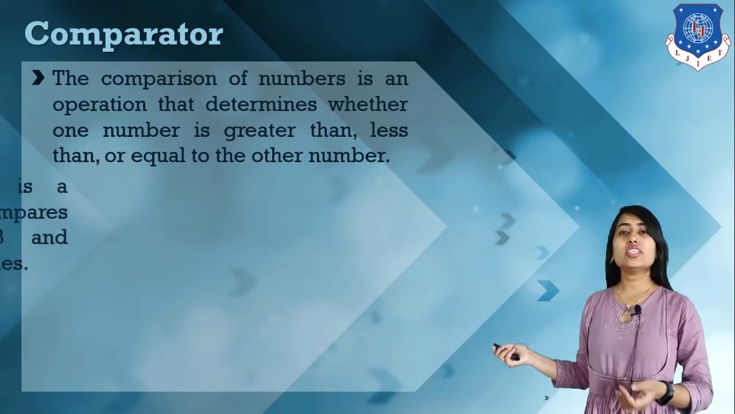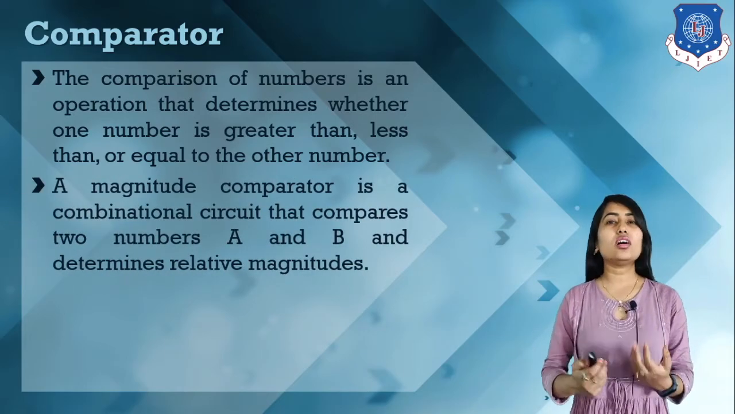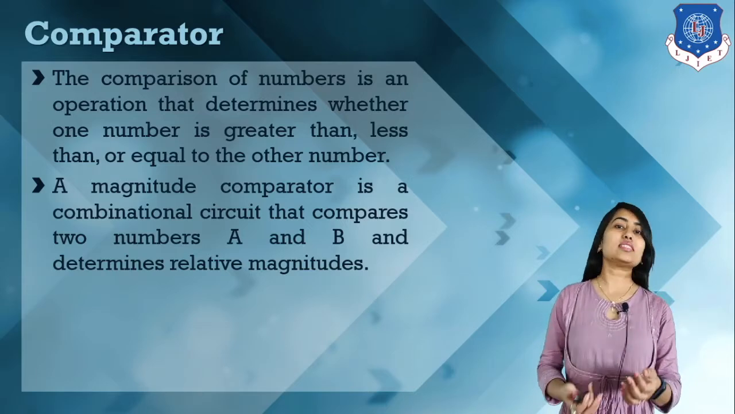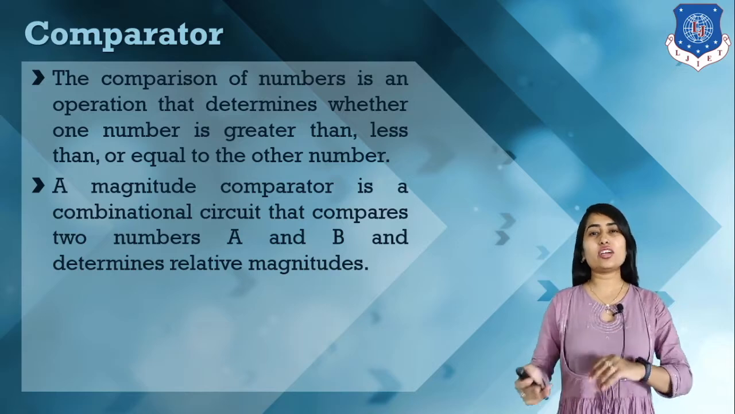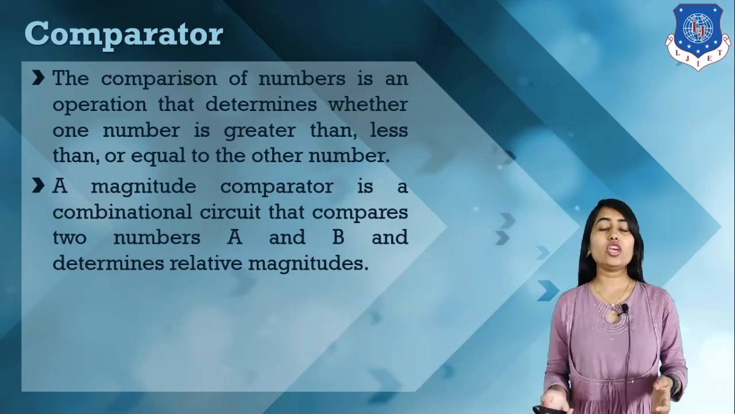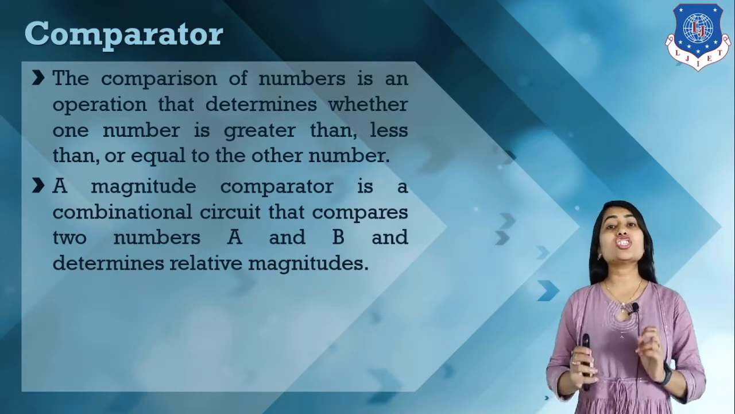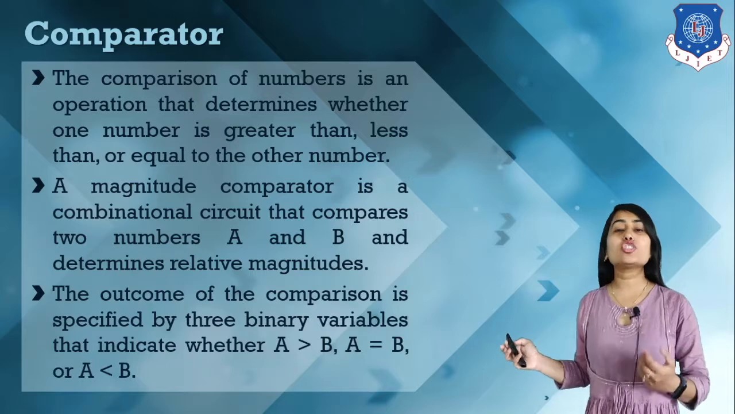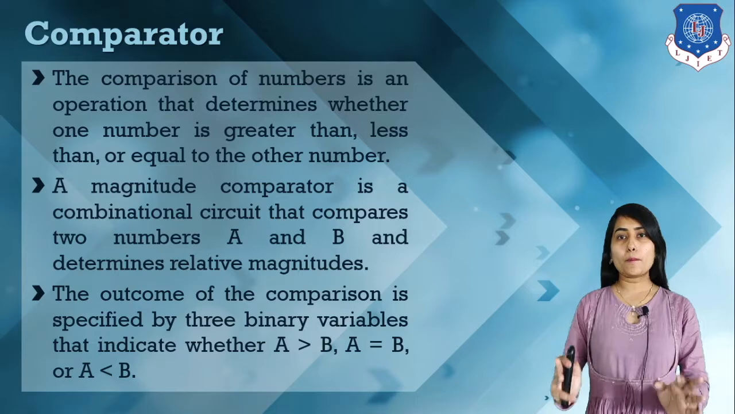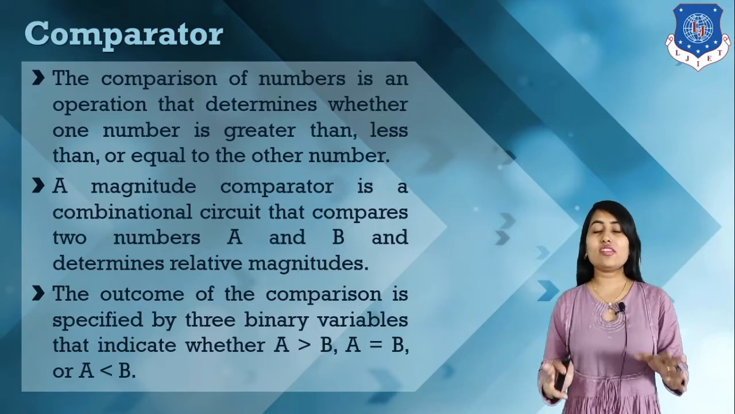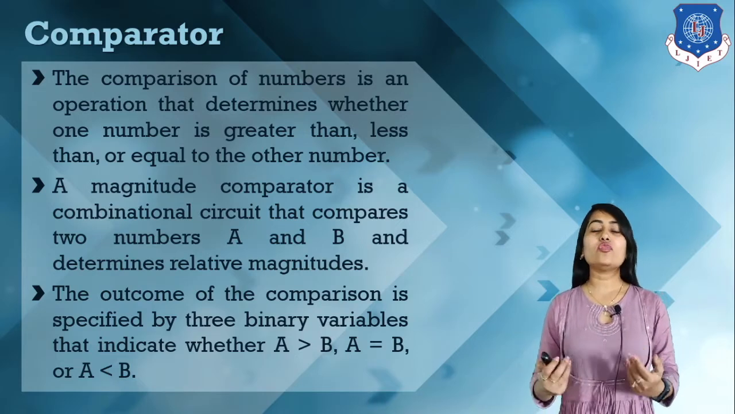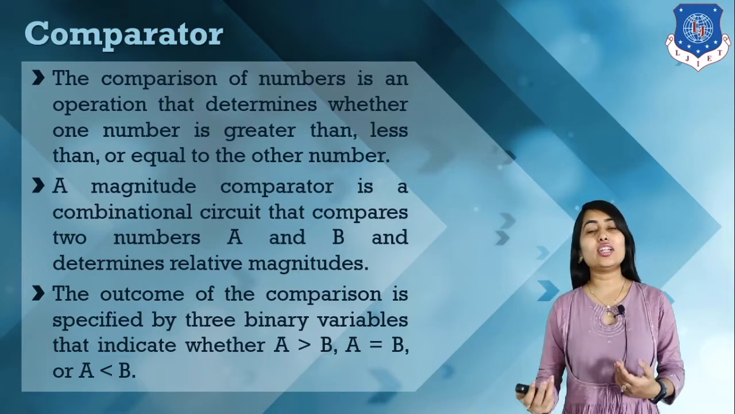So this comparator gives us an idea about two numbers: if we compare two numbers, then after comparison we can say that either the first number is greater, less, or equal. Comparator is a combinational logic circuit which compares two numbers, and then we have an output according to this comparison, that either the first number is greater than the second number, or less, or equal.